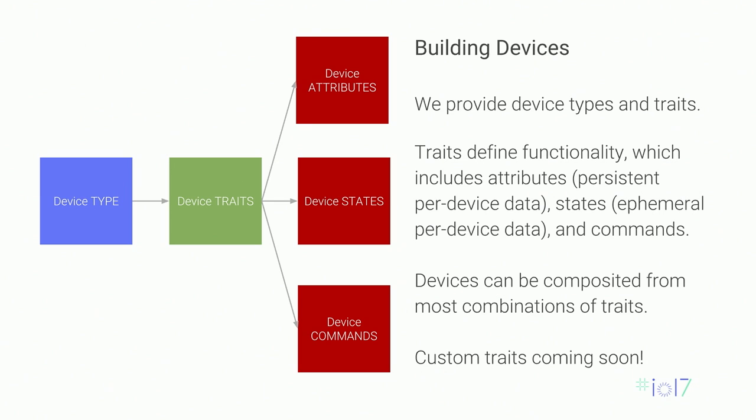Maybe it's a clock radio that has clock functionality, radio functionality, and other stuff. Maybe it's that robot that combines custom or standard traits that we have, plus custom traits that you build. We're releasing custom traits soon, where you can build your own features on top of this platform.